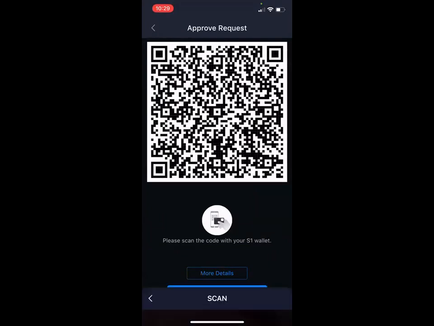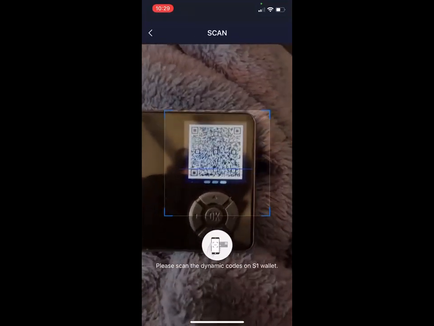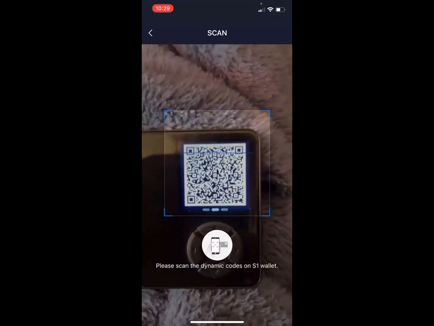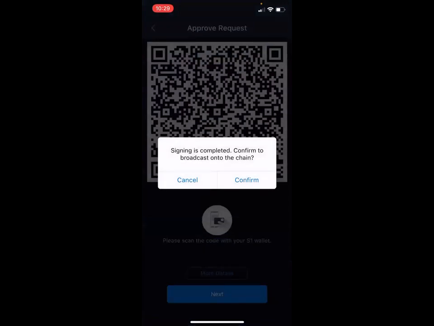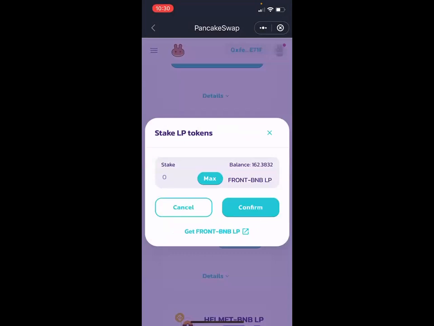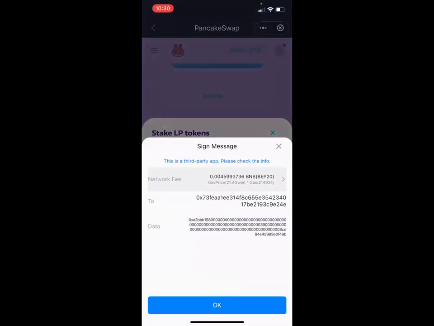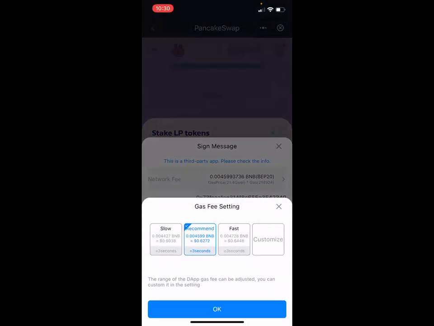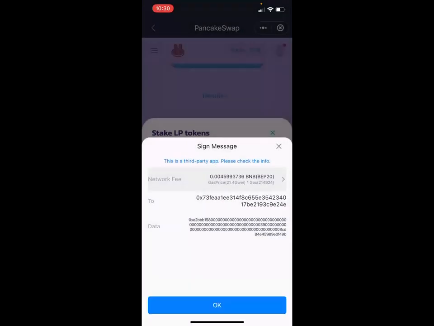Now I'm gonna switch. Okay, boom. See, it was approved almost instantly. I love BSC, it's very fast. So stake, right? I'm just gonna do max. Then we're gonna confirm. Let's look at the gas fee. Again, 62 cents. They're gouging me. How dare they?